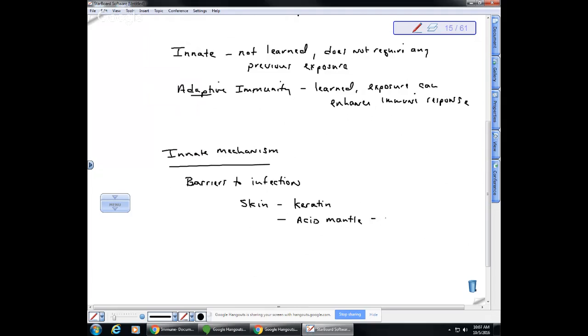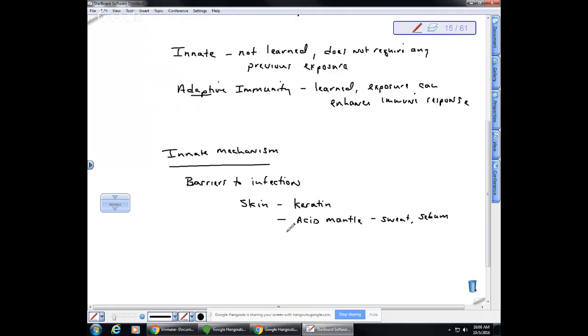This is actually due to sweat and sebum. Remember that we have sweat glands, and we have sebum, which comes from sebaceous glands. The sebum is more of an oily secretion, and it also helps to lubricate the skin so the skin does not tear and become more liable to infection.